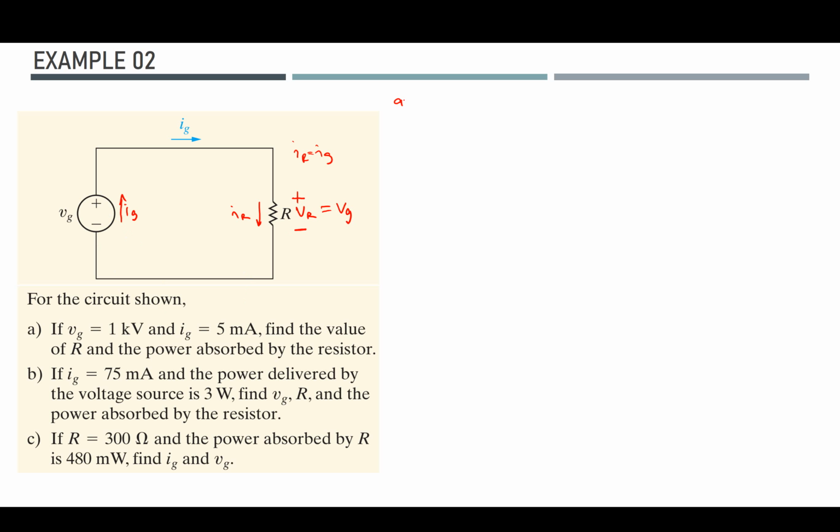Now, in part A, we are given VG as 1 kV and IG as 5 milliamps. From what we have discovered, VG equals VR and IG equals IR. And we know the terminal equation of a resistor, which is basically Ohm's law, as you have all learned: VR equals IR times R.